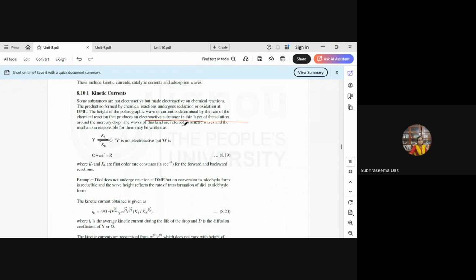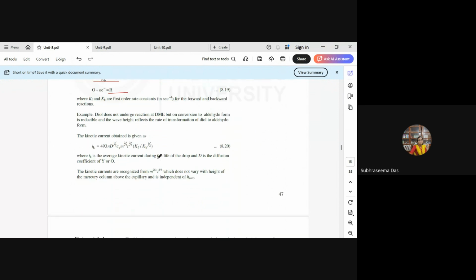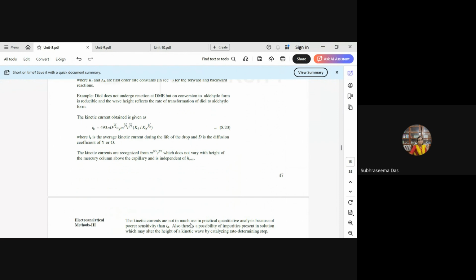Waves of this kind are called kinetic waves, and the mechanism responsible may be written as Y to O, where for the forward reaction the rate constant is kf and for the backward reaction it is kb, then O plus n e⁻ forming the reductant. So, for example, a diol does not undergo reaction at the DME, but on conversion to the aldehyde form it is reducible, and the wave height reflects the rate of transformation of diol to the aldehyde form.